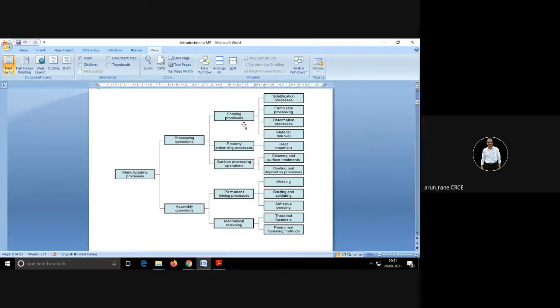Now let us see what are the shaping processes. Okay, so the meaning of shaping processes is that it gives shape to the product, it gives shape to the object. And how can that shape be given? That shape can be given by processes like solidification processes, which is nothing but casting, particulate processing, that is nothing but your polymer processing, deformation processes like your rolling, forging, drawing, and then material removal processes. Material removal processes means processes which are done on lathe, milling, grinding, etc.